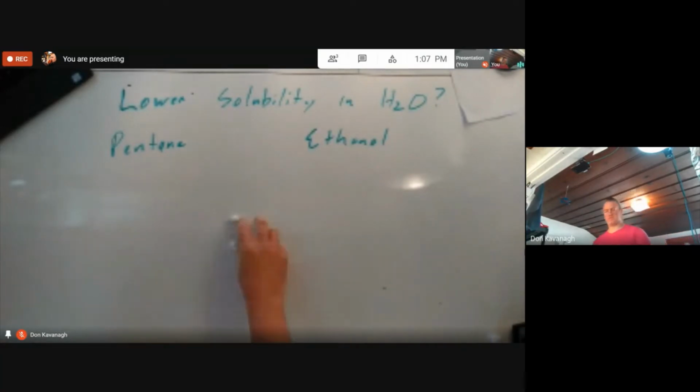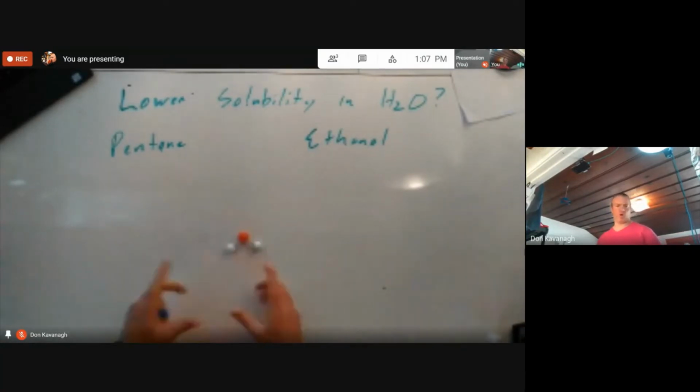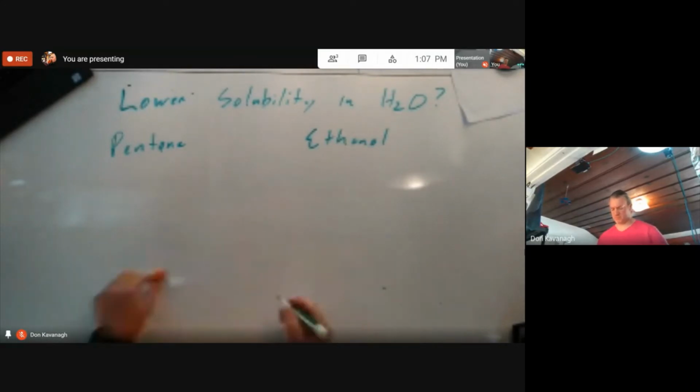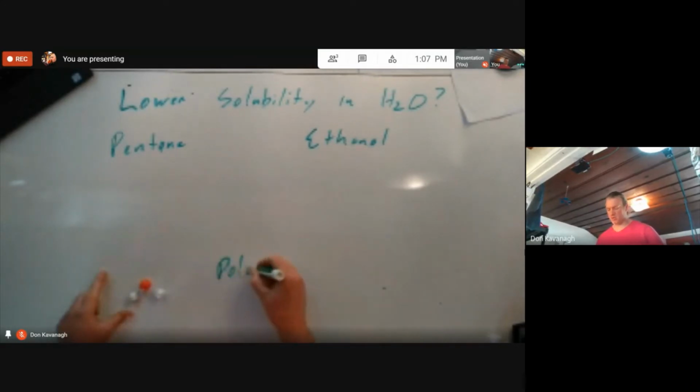Now, whether stuff dissolves in a bucket of water has to do with whether it is similar to water's properties. Water is a polar compound. It is a polar compound because its bonds are polar and it is asymmetrical.